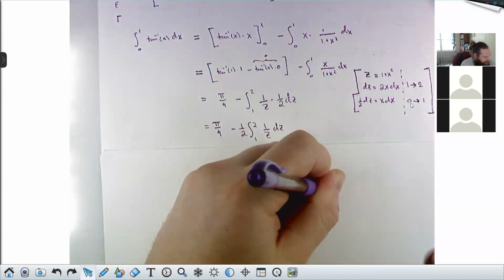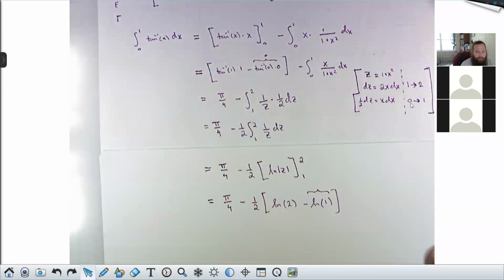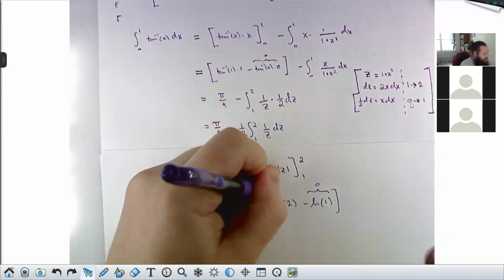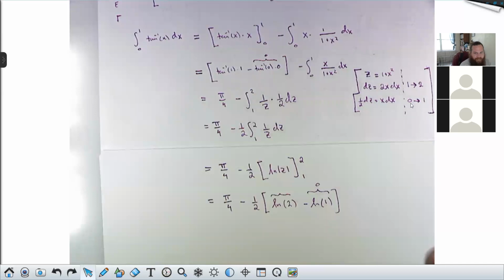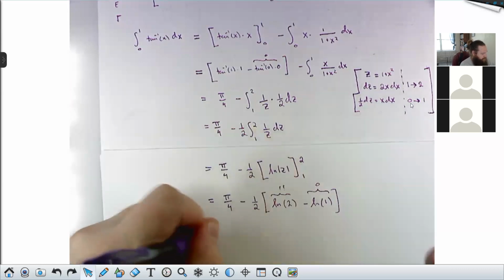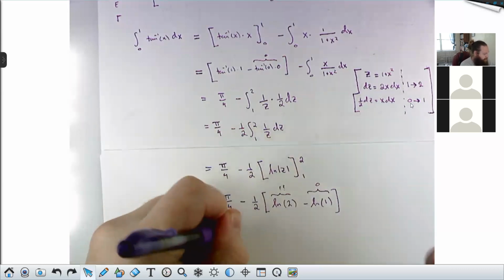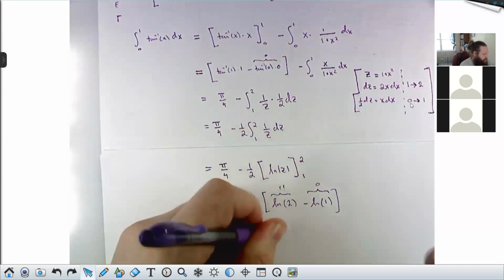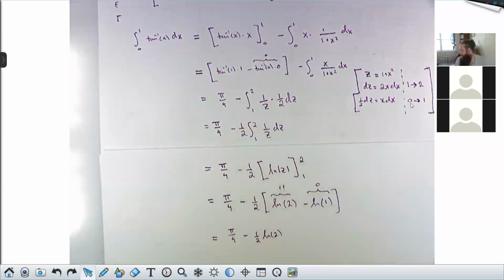Does anybody know what this is off the top of their head? Zero. Very good. Natural log of 1 is 0. Does anybody know what this is off the top of their head? Nope. I'm just messing with you. This one, it's just nasty. There's no nice way to write that. So we just get pi over 4 minus 1/2 times the natural log of 2. That's it. That's the game.